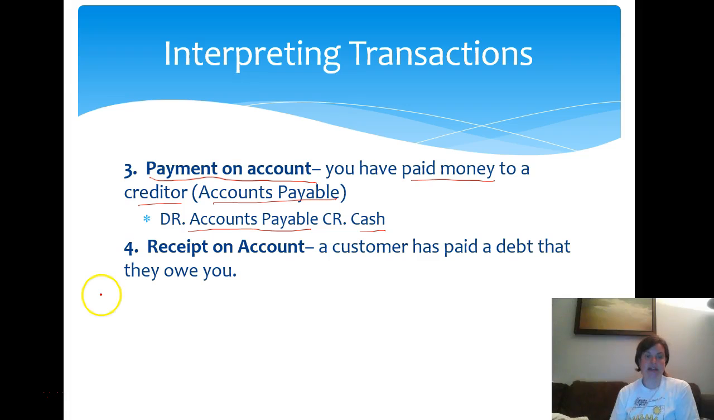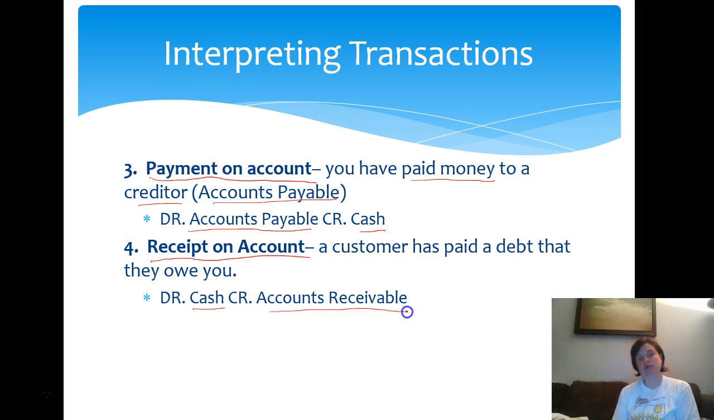Sometimes we'll receive money on account, and that's called receipt on account. So from a customer that has paid a debt that they owe to us, so an accounts receivable has paid part of their debt, that's called a receipt on account. And in that situation, the entry is always the same as well. We're going to debit cash, and we're going to credit accounts receivable. So cash goes up, and accounts receivable goes down because they owe us less money now.